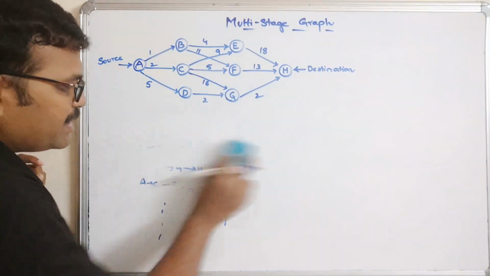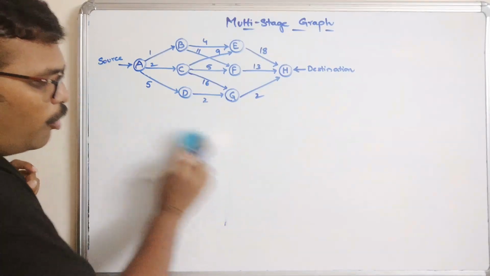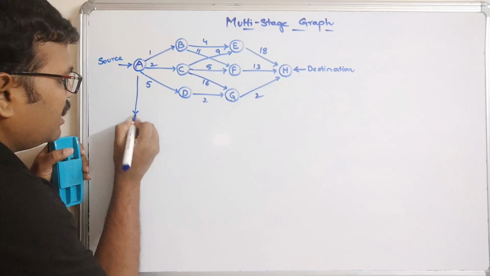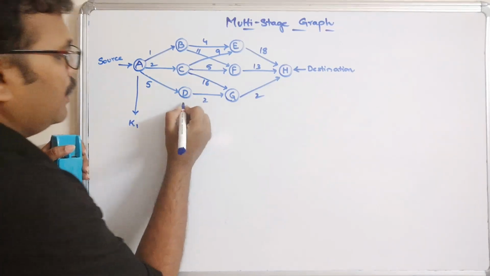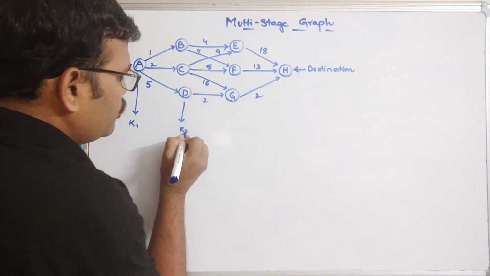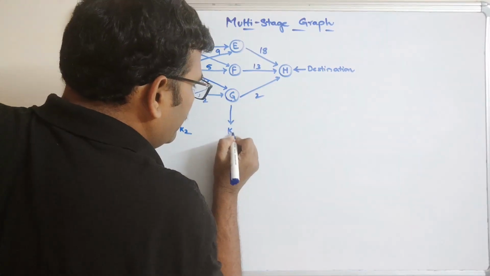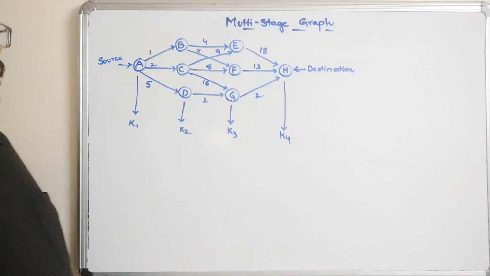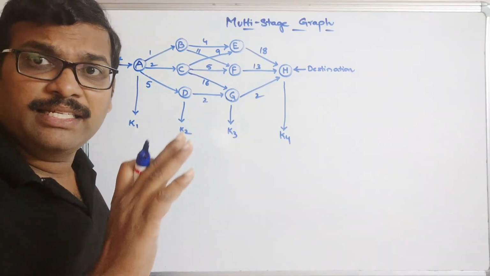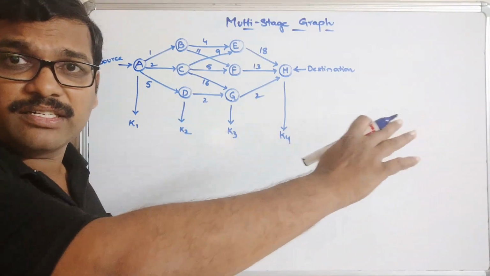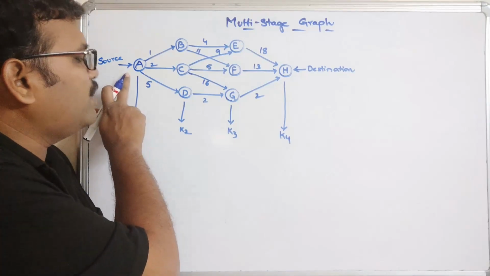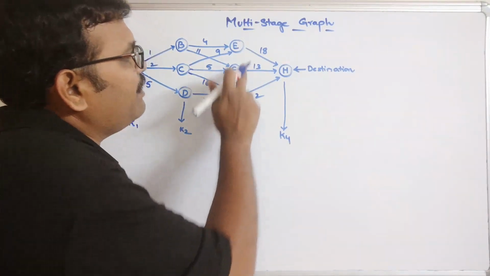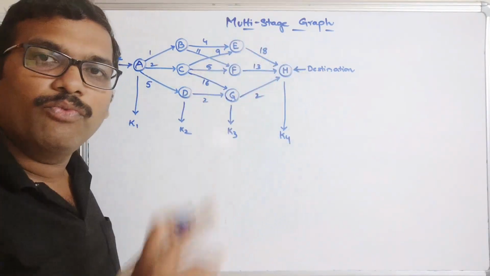Now let us check how many stages we are having. Let us assume this is stage 1 and this is stage 2. This is stage 3 and this one is stage 4. Let us assume K as the stages. So there are 4 stages. K1 has only one vertex, K2 has 3 vertices, K3 has 3 vertices, and K4 has only one vertex.